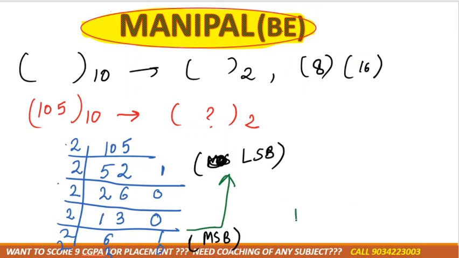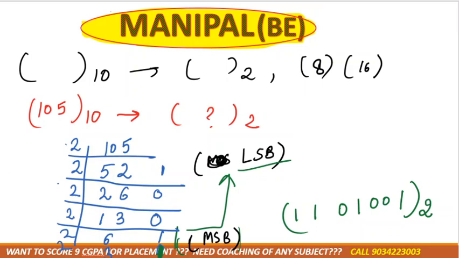Like this one is 1 1 1 0 1 0 0 1. So this is the number you will get in the binary form. Here this 1 1 will come because 2 1s are 2. So 1 1 0 1. First we have to write down the MSB, then we need to write down the LSB.